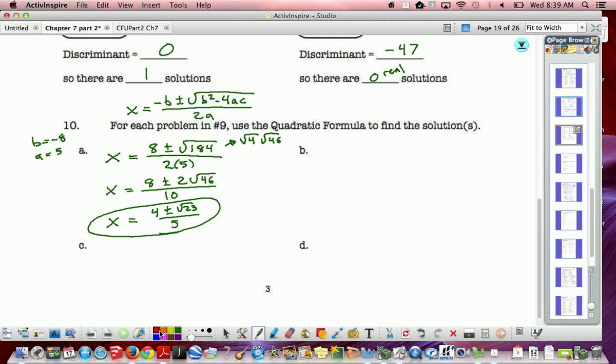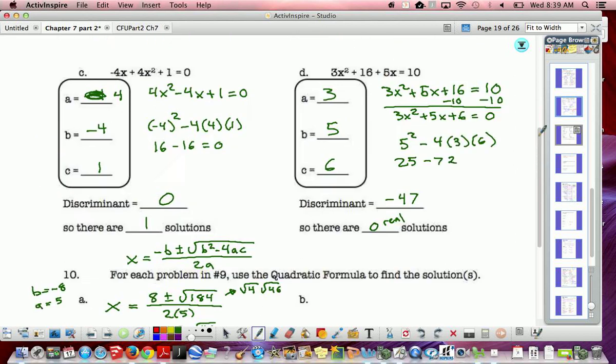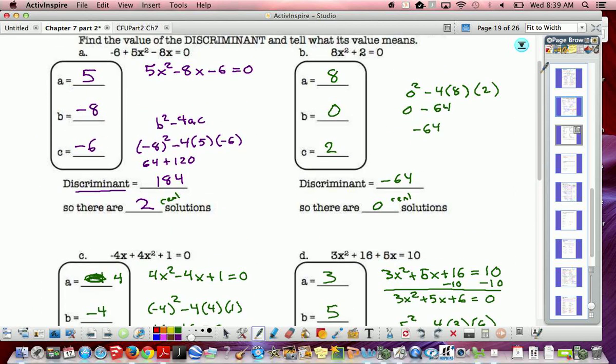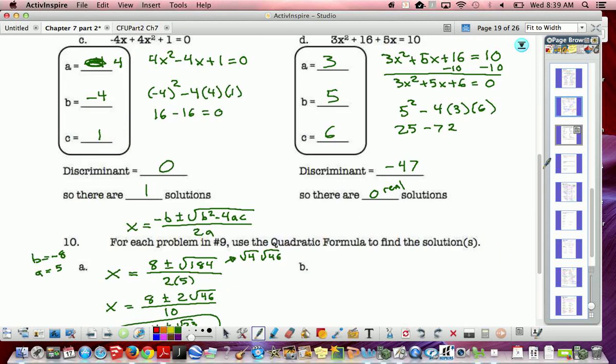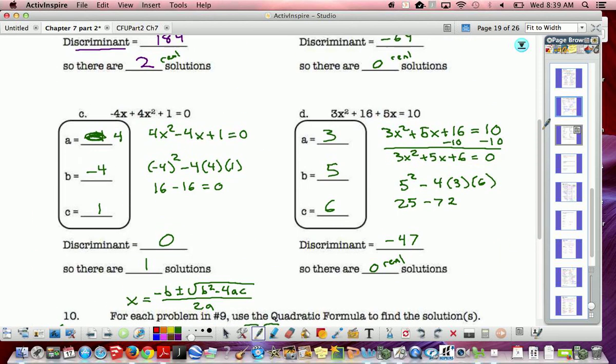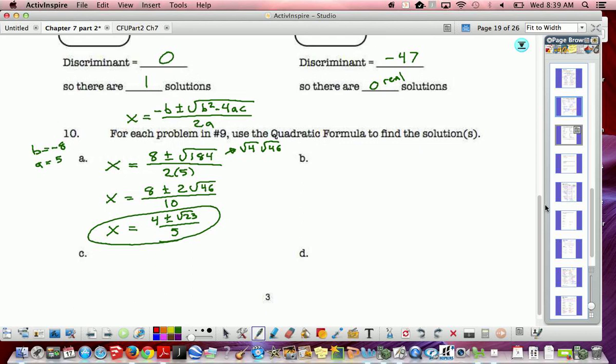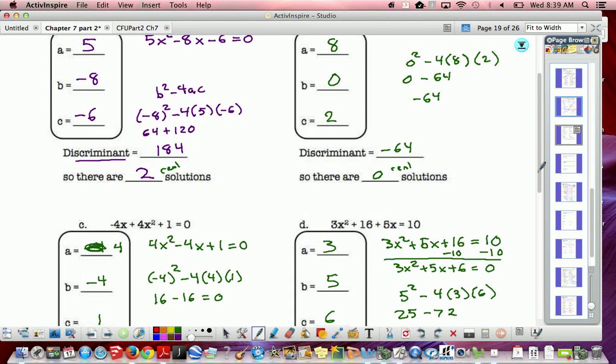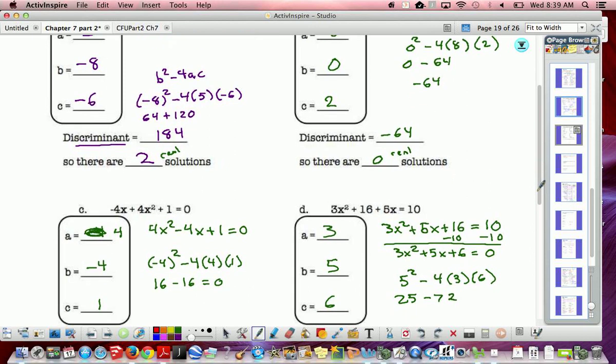All right, B. Now with B, if we take a look here, our A was 8, B was 0. Okay, so this one only had no real solutions. So, sorry, A, B, C. B I remember was 0. I think it was 8 and 2, but I'm just going to double check. That's what makes these a little bit harder. I got to go back and forth.